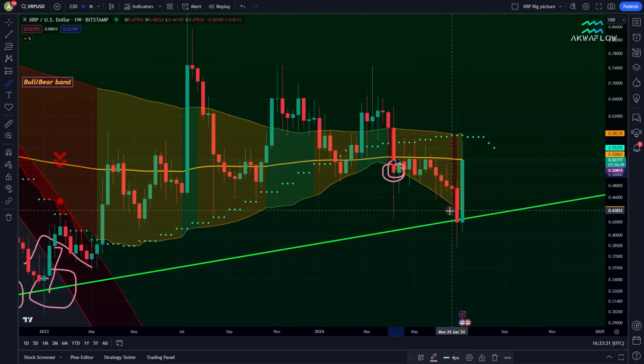And here we have a similar scenario, meaning that we have a close below the bottom of the band, but with the next candle, we went up to close inside it. Of course, there are only a few hours left before the close of the candle, but I'm pretty sure that we will close inside the band. So I'm glad to see this reaction from the price.